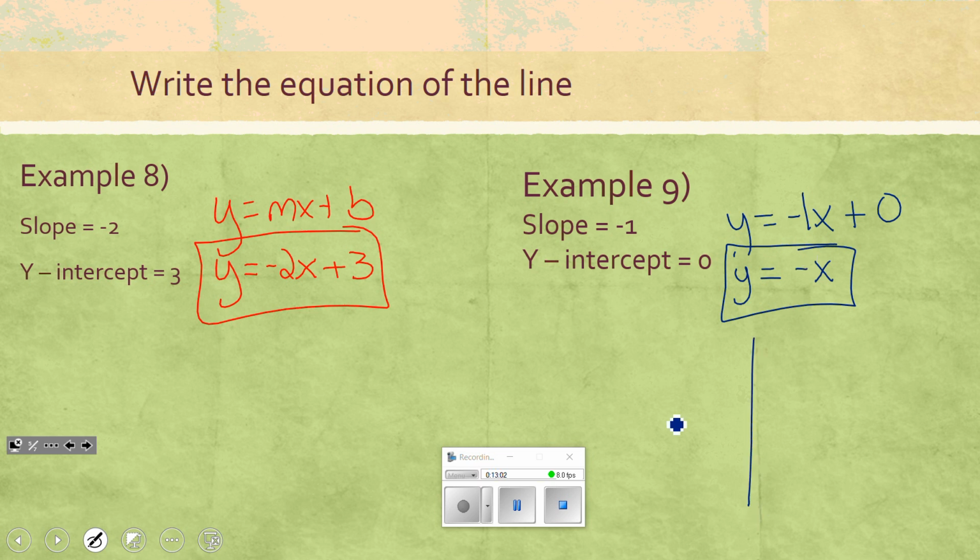So if I were to graph this, it's crossing at the origin, and I know for every one I go down, I'm going to the right one: down 1, right 1, because this is -1 over 1. Or you could reverse that and go up 1, left 1, up 1, left 1. So if I graphed it, it would look something like that. And we know it's crossing right at the origin.